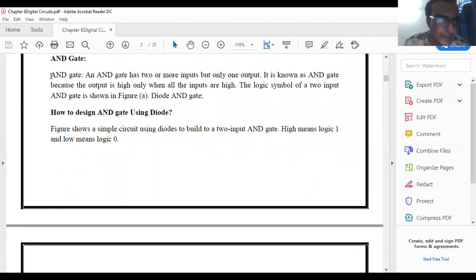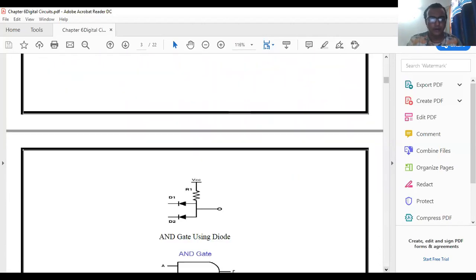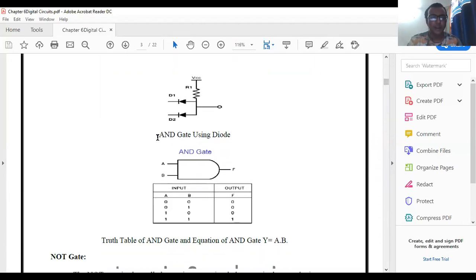Now AND gate. This is the basic logic gate, AND gate. In AND gate, there are 2 or more inputs, but only one output. See, this is the symbol of AND gate.